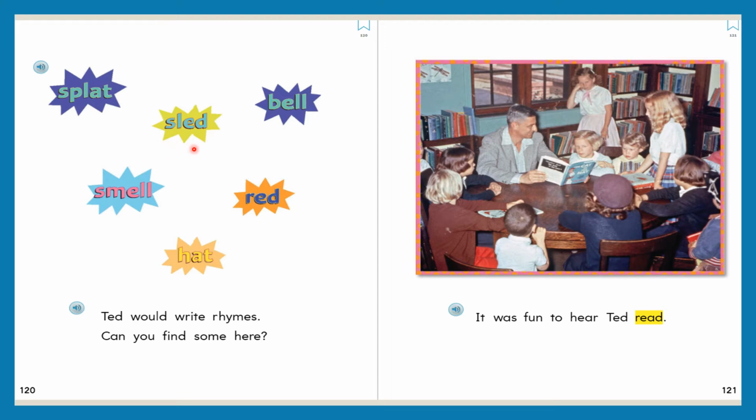Splat, sled, bell, smell, red, hat. What does splat rhyme with, boys and girls? Hat. Sled rhymes with red. And smell rhymes with bell.